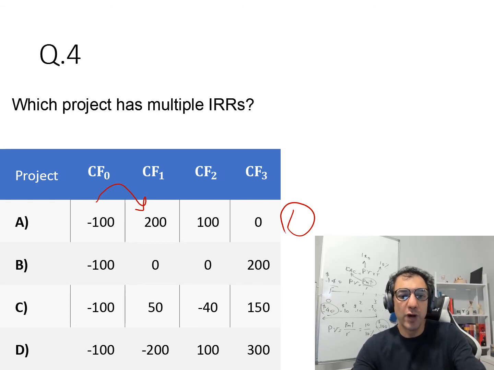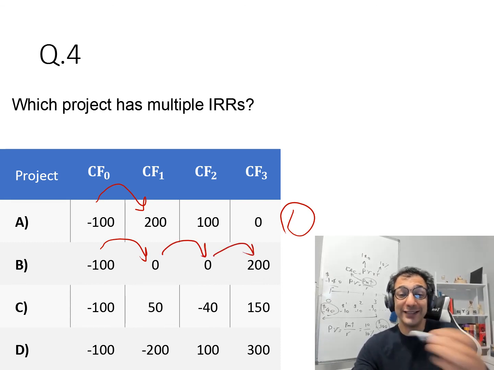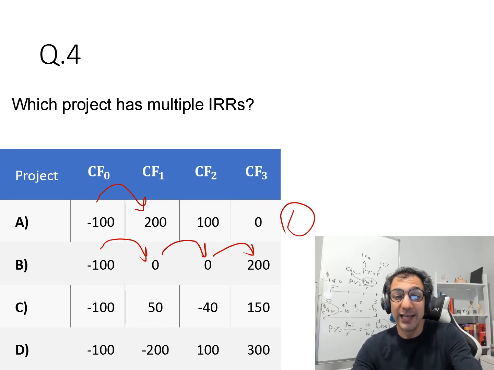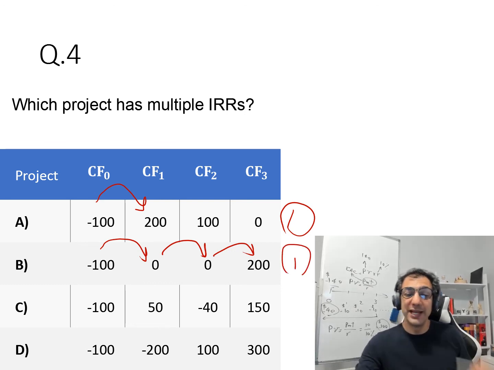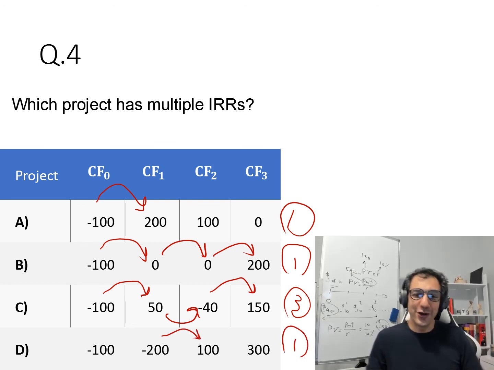B is changing from minus 100, 0, 0, 200. Be careful, that's a 0, so it's not a negative. So still the cash flow is changing just once from negative to positive. However, if you look at C, you see it's changing once here, another time here, another time here. So it's 3 changes. And finally, D is changing just once, which has 1 IRR. So the answer here should be C. You have multiple IRRs for the case of C.